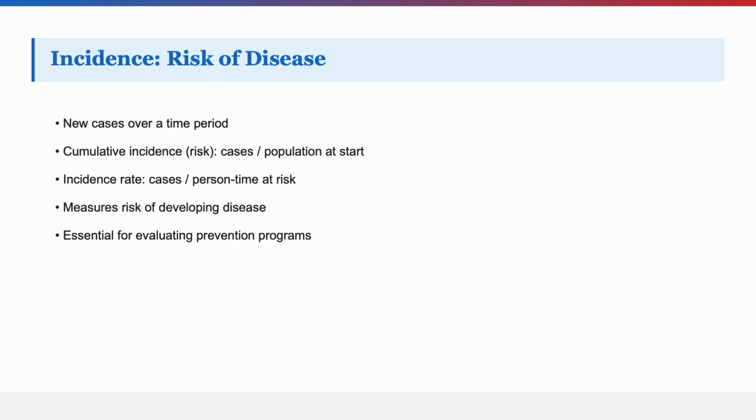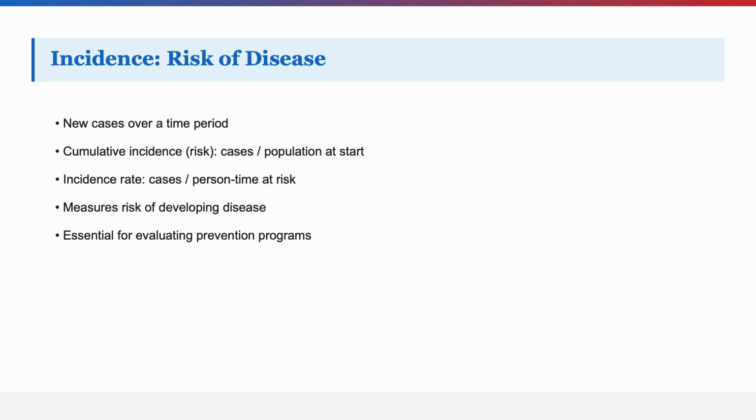Incidence measures new cases, the risk of developing disease. This is fundamentally different from prevalence. Cumulative incidence, also called incidence proportion or risk, is the number of new cases divided by the population at risk at the start of the period. If 100 people out of 10,000 develop diabetes over 1 year, the annual cumulative incidence is 1% or 10 per 1,000.